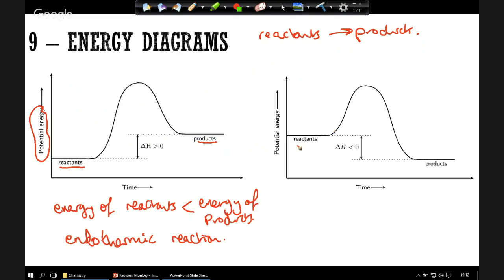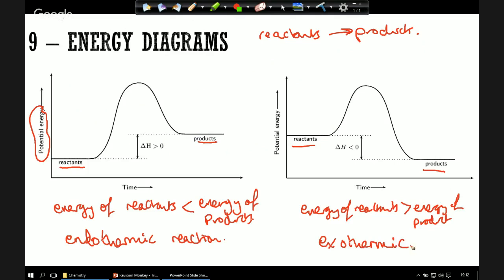On the other hand, over here, we've got reactants and products. And this time, the energy of the reactants is greater than the energy of the product. So the energy must have been lost. So this is an exothermic reaction, which has given out energy to the surroundings.